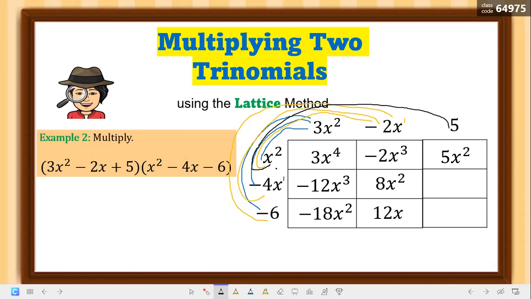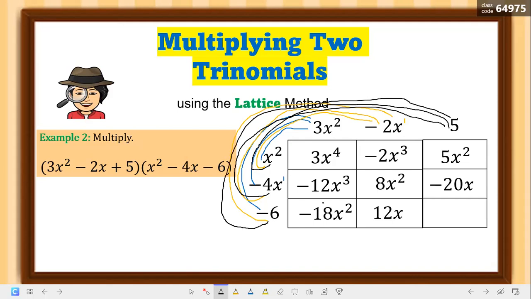5x squared. Ikitin mo lang siya. Then, we have this 5 times negative 4x. Negative 20x. Negative 20x. O, last term na tayo. What is 5 times negative 6? Negative 30. Negative 30. O, di ba na-kompleto na natin yung box?